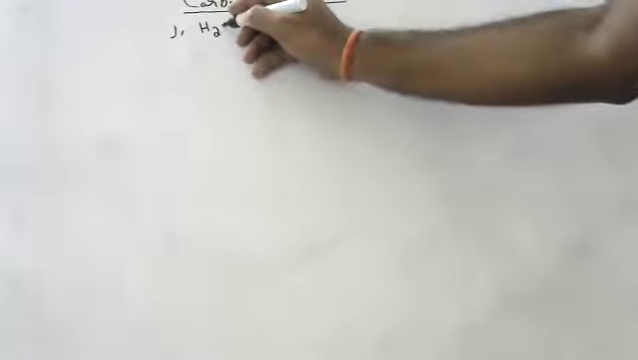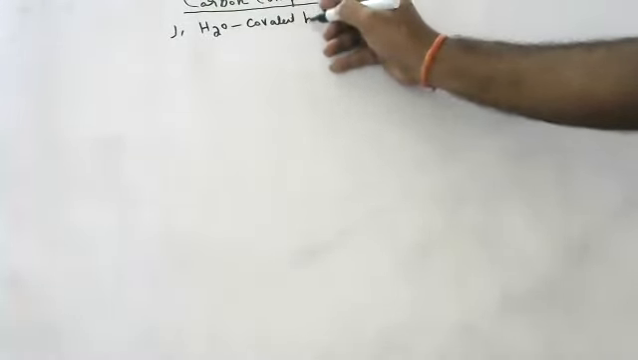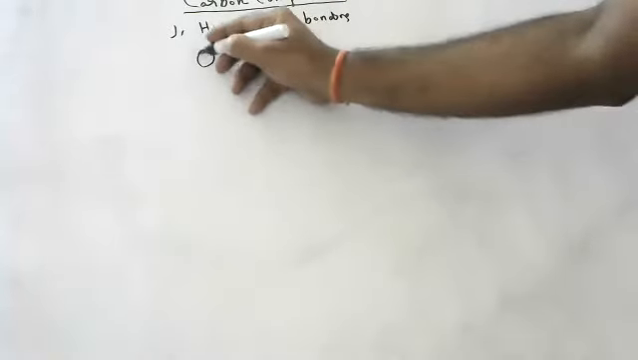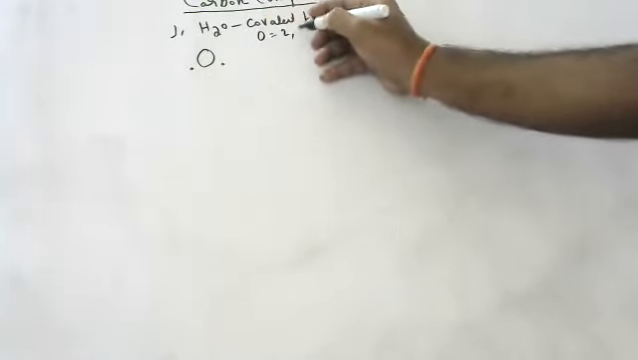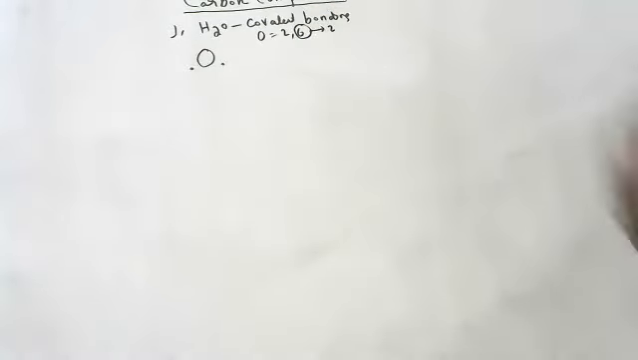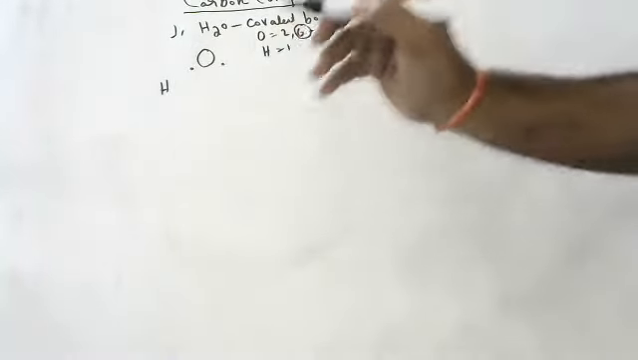Please see here, children. Water molecule, if you see, it will undergo covalent bonding. Do you remember how it undergoes covalent bonding? I told you, children, oxygen requires two electrons. Why two electrons? Oxygen is 2, 6. To attain octet here, it requires two electrons. The two electrons are drawn here. Hydrogen requires only one electron.